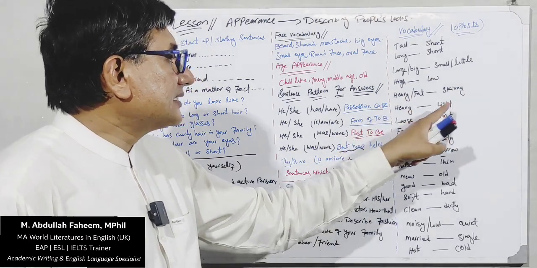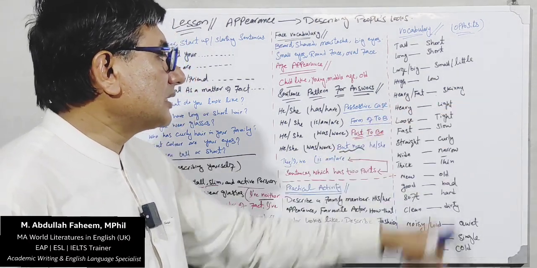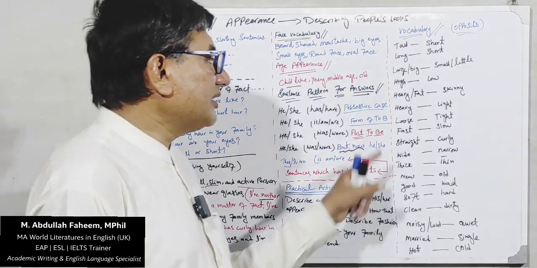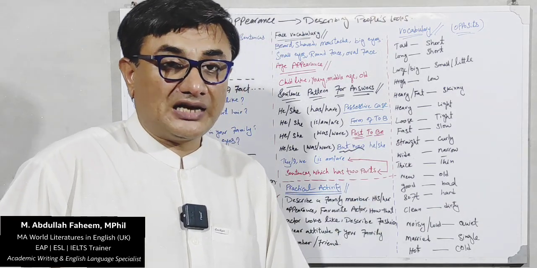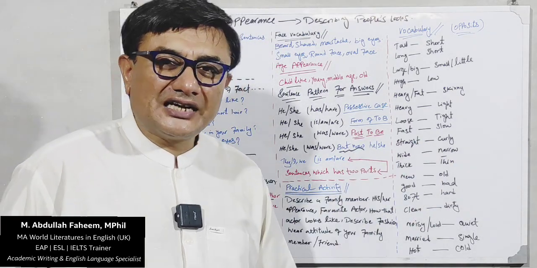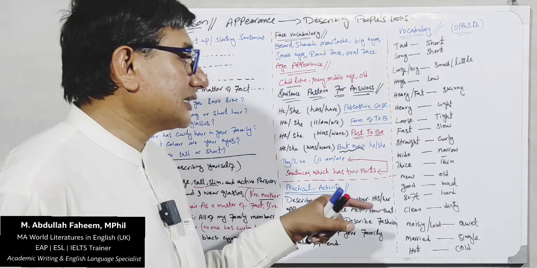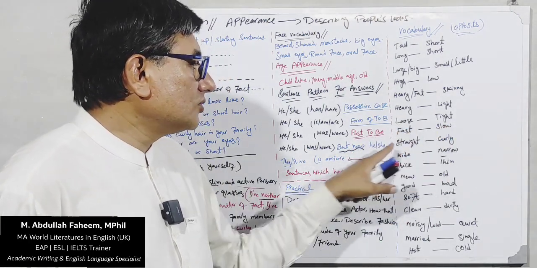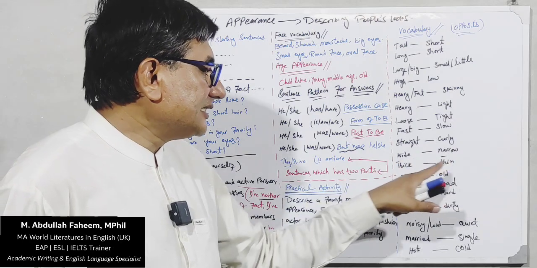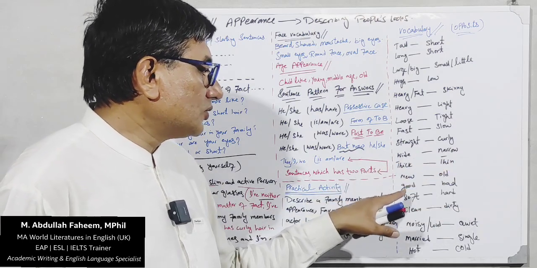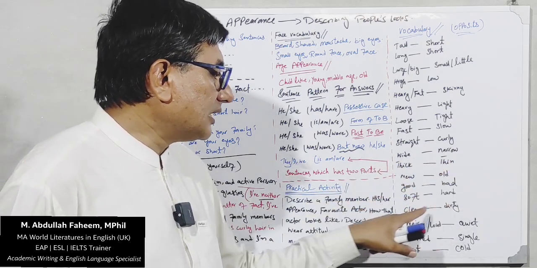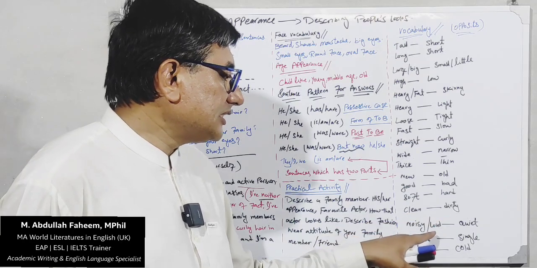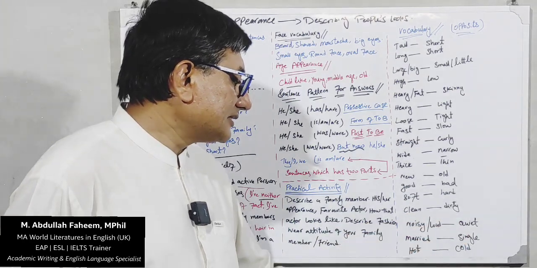Here, fat and skinny, sorry, heavy fat, and in contrast to it skinny, दुबला पतला. Heavy and light: a thing which is heavy in weight, and light which has low quantity, little quantity of weight. And loose and tight, fast and slow, straight and curly, wide and narrow, thick and thin, new and old, good and bad, soft and hard, clean and dirty, noisy, loud or quiet, married and single, hot and cold.